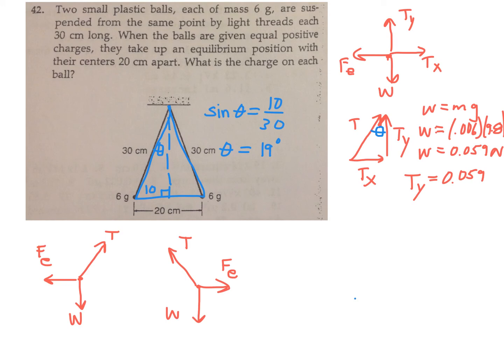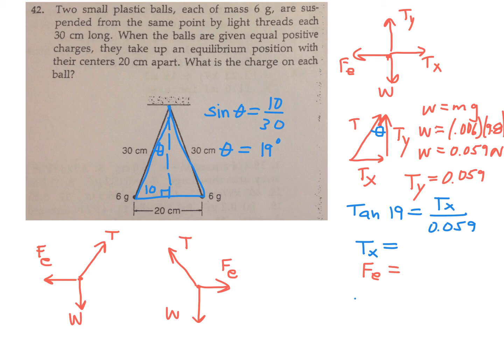So if I know T sub Y and I know theta, I can figure out T sub X. Because tangent of theta, and that theta is 19 degrees as we just discovered earlier, tangent of 19 degrees equals T sub X over the 0.059 newtons. So that allows me to get T sub X. I'm going to let you do that. Calculate T sub X, because T sub X will be equal to F sub E. In other words, once you have T sub X, then you will have F sub E as well.